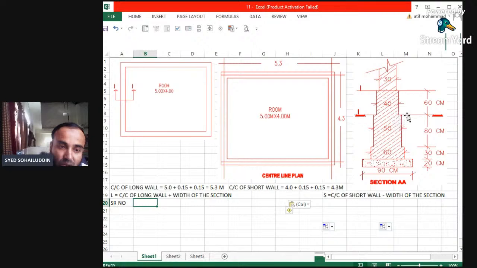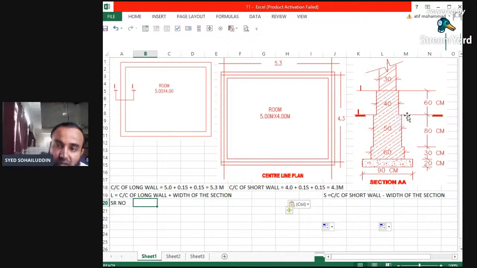But excavation will always be done below ground level. So we first have to find out the height below ground level, up to this height, to this hash portion. So 80 plus 30 plus 20 will be the total height of excavation. That is 130 centimeters, that is 1.3 meters.